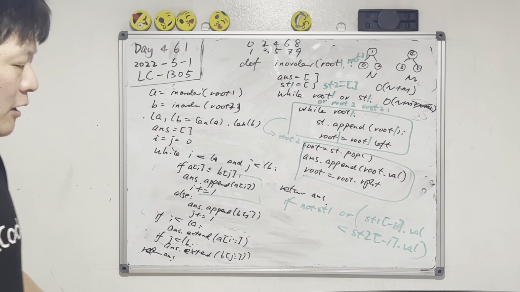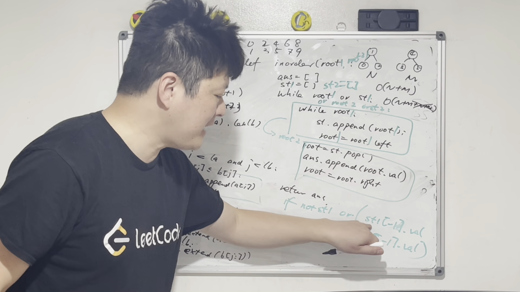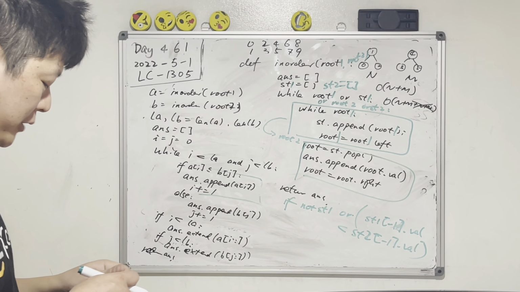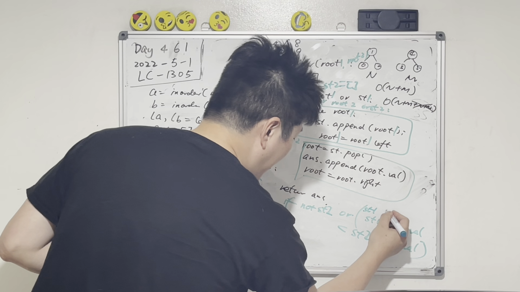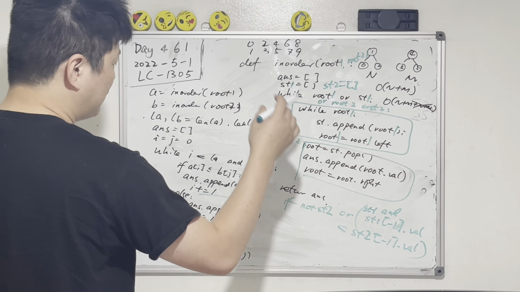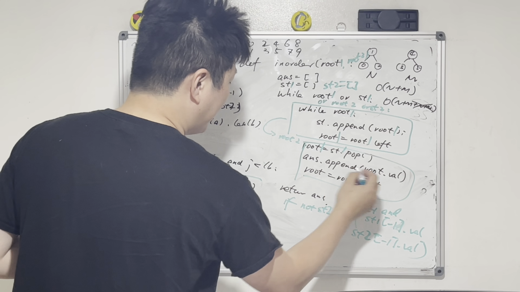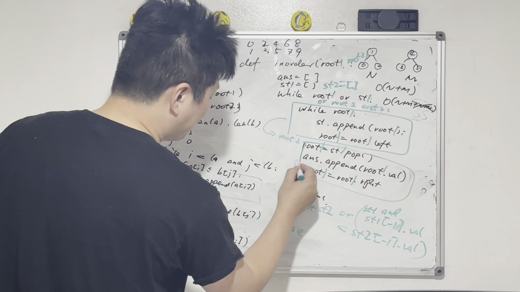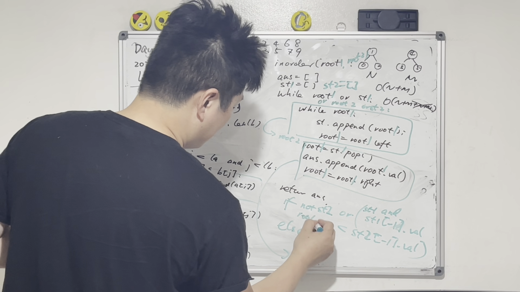So the thing is that, if st1 value is smaller than st2 value, then we take the smaller one, right? If not st2, or st1's value is smaller, then we take st1. We take the node from the first tree, which is root1 = st1.pop, and then append root1.value. Else we take root2. Okay, I'm going to write this here. It's too squishy here.